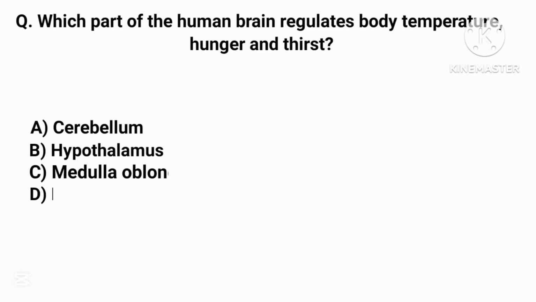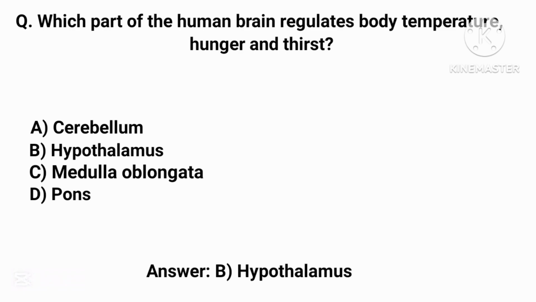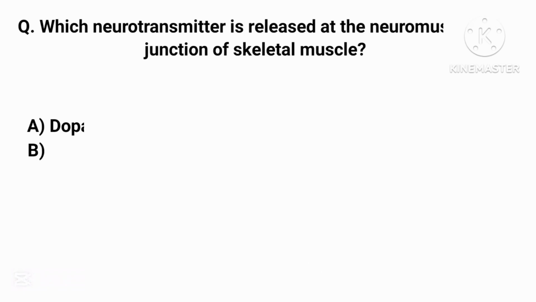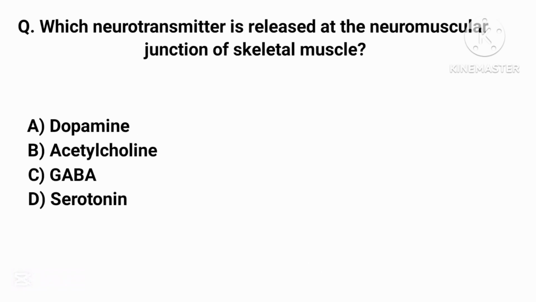Which part of the human brain regulates body temperature, hunger and thirst? Correct answer is option B, hypothalamus. Which neurotransmitter is released at the neuromuscular junction of skeletal muscle? Correct answer is option B, acetylcholine.